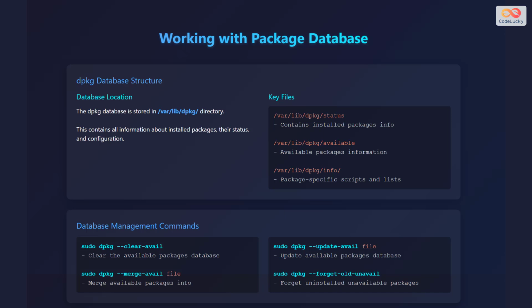Now, regarding database management commands, to clear the available packages database, use the command sudo dpkg --clear-avail. To merge available packages information from a file, use the command sudo dpkg --merge-avail followed by the file path. To update the available packages database, use the command sudo dpkg --update-avail followed by the file path. Finally, to remove information about uninstalled unavailable packages, use the command sudo dpkg --forget-old-unavail.